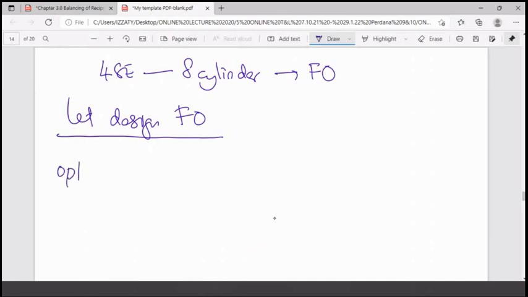Option 1. You have 1, 2, 3, 4, 5, 6, 7, and 8. This is the cylinder number. The cylinder number is sequential, isn't it?